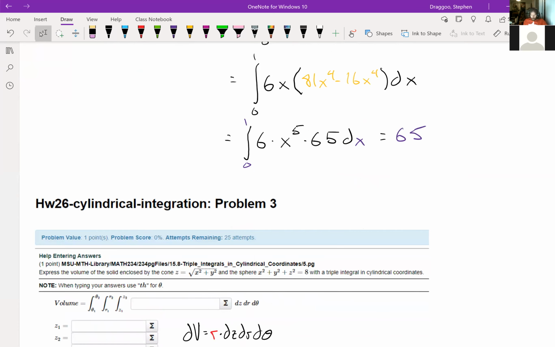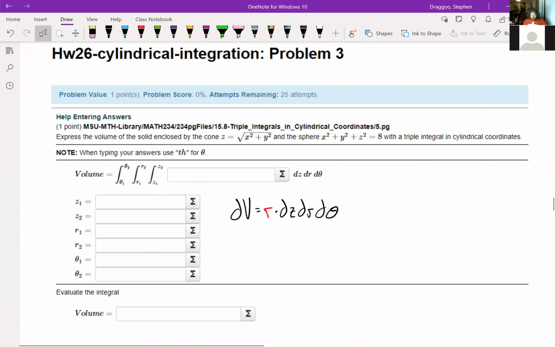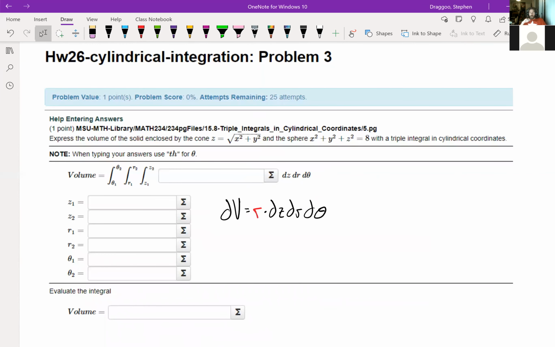Same thing here, scoot that thing down. What do we have next? Looking for the volume of the solid enclosed by the cone and the sphere, now with a triple integral in cylindrical coordinates. Yeah, sure. Seems like that'll work.